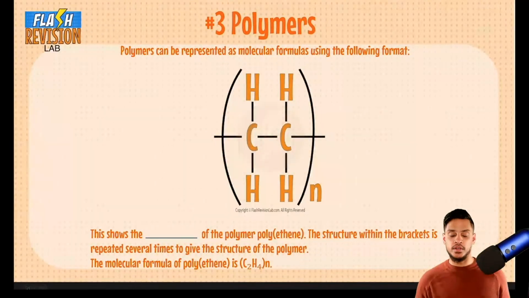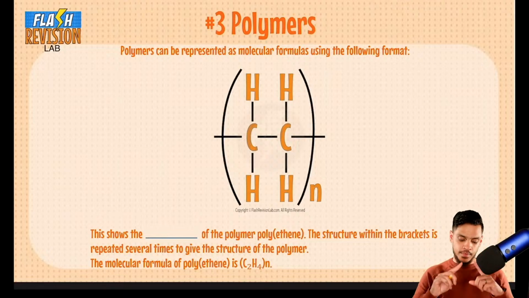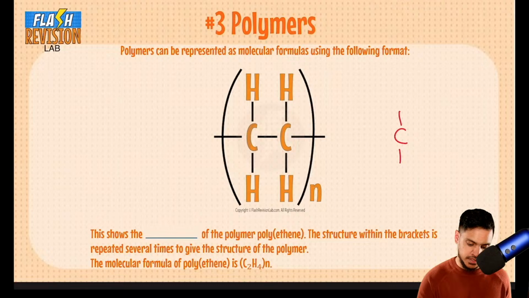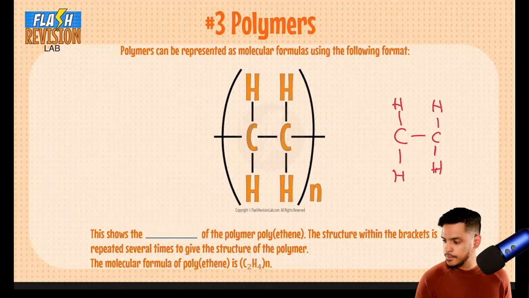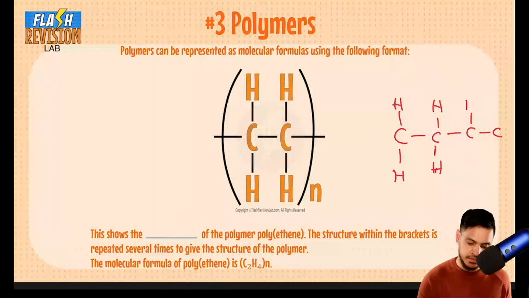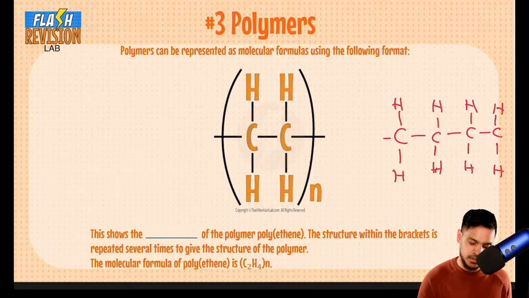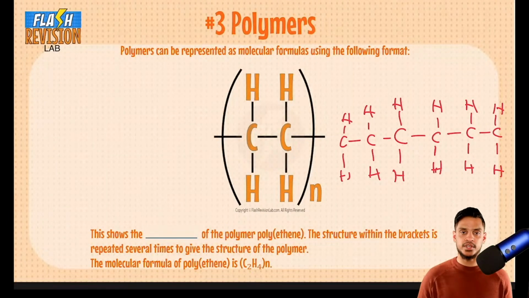Another way to represent polymers is like this with square brackets. So this is a displayed formula. It's a much simpler way of drawing them. Imagine this repeating itself several times, copying itself over and over again. That's basically what a polymer is.